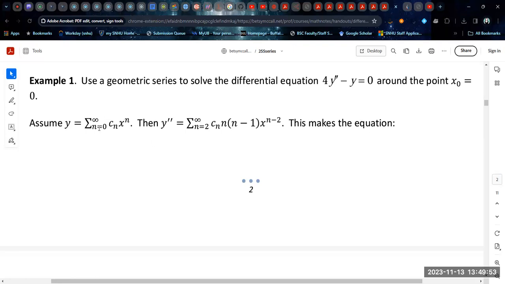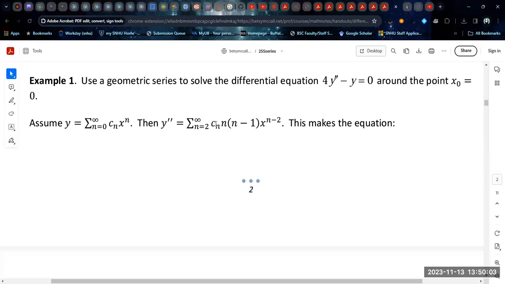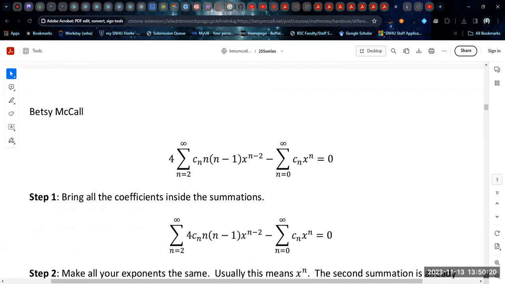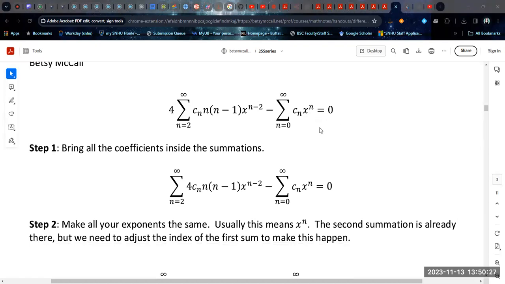And then we need to take our derivatives. So the second derivative, I didn't write down the first derivative, but the second derivative, we start at n equals 2, our constant, our n from our first derivative, our n minus 1 from our second derivative, x to the n minus 2. And then we're going to substitute expressions for both y double prime and y into our differential equation. And when we do that, this is our second derivative times 4, and this is our y equals 0.